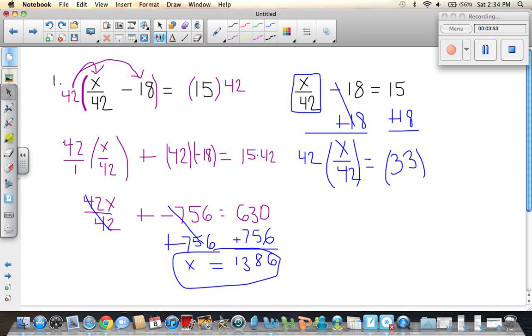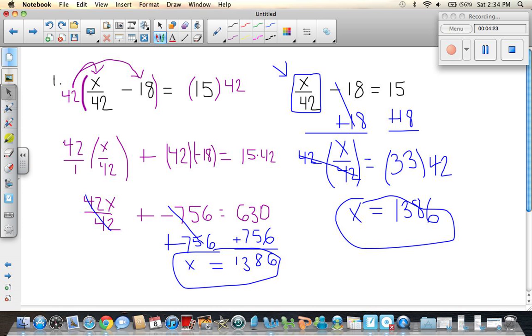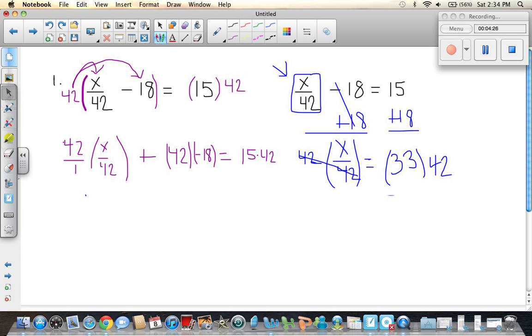And you'll see that when you multiply 42 by 33, you're going to get the same thing that we got when we did the problem the other way. 1,386. And over here, 42 divided by 42 equals 1, so we're left with 1x. So either way you do it, you're going to get 1,386. You may choose to do it either way, but I think that this second way is going to be a way to do it where you make fewer mistakes. So for the rest of the problems, I'm going to do every problem that way.